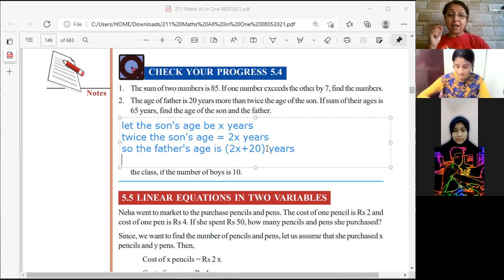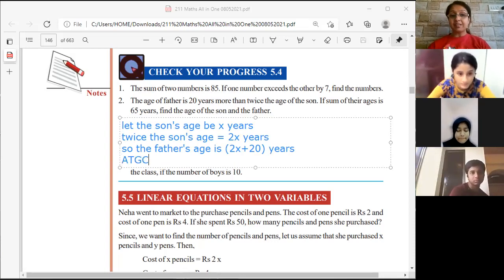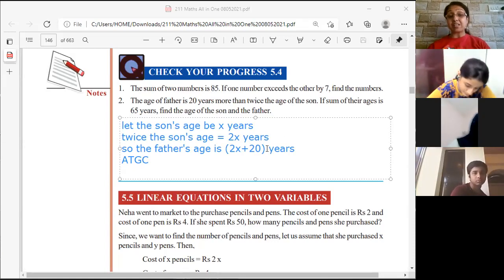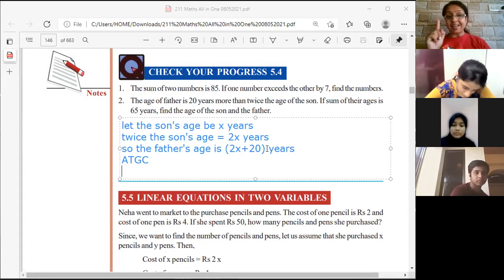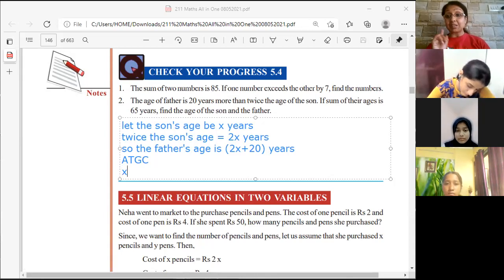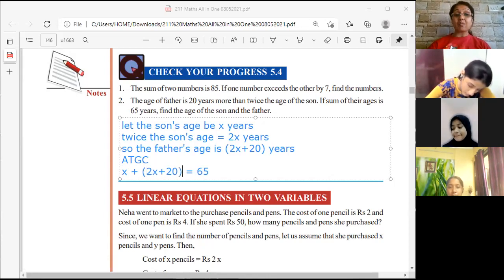Now, the word if, what does it mean? A condition is given. Yes. So what will I write? According to the given condition. What is the condition they have given? If the sum of their ages is 65. Sum of whose ages? Father and son. What is the son's age? Not twice, we don't have to take twice. We have to take the son's age. The son's age is how much? x. x plus 2x plus 20 should be equal to 65. Do you agree, beta? Yes. So my equation is ready.